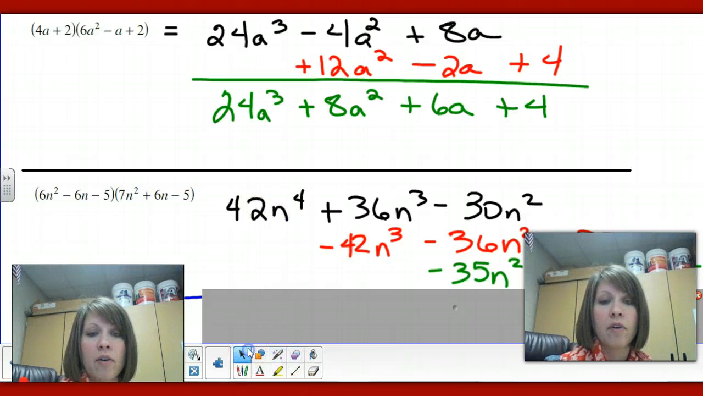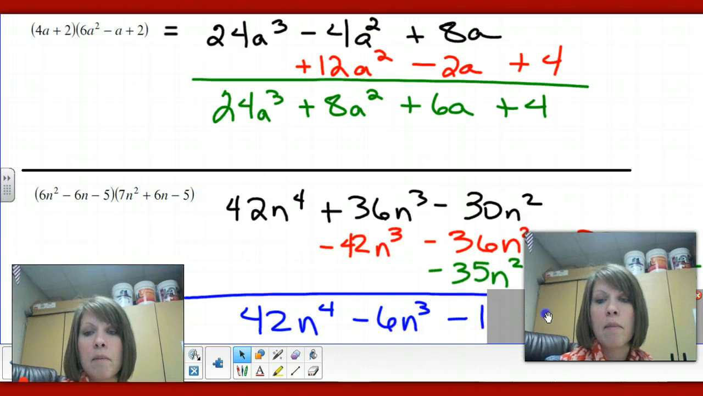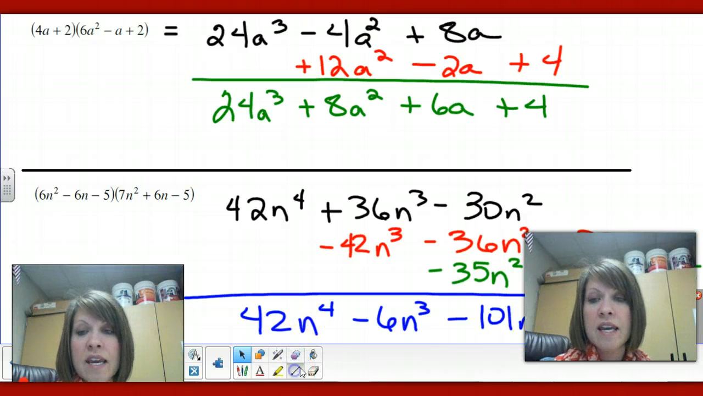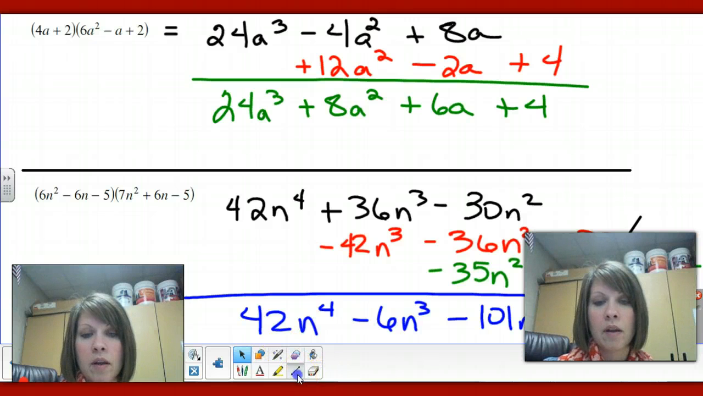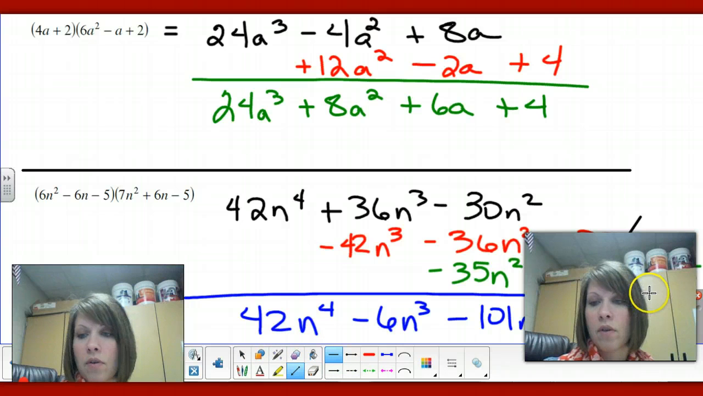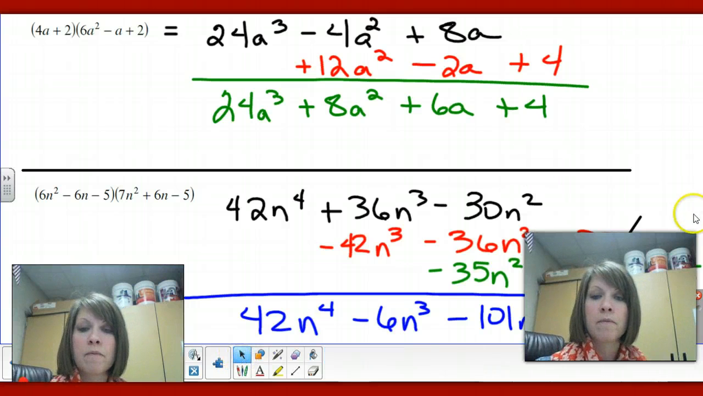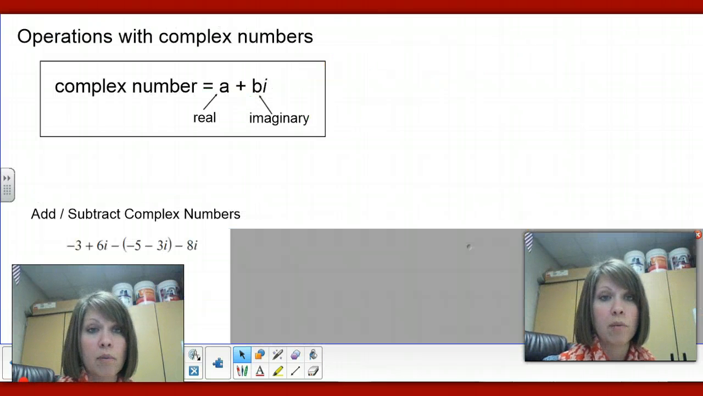Okay, so what you're going to see is we're going to add all of these up. We're going to have 42n to the fourth minus 6n cubed minus 101n squared if I did my arithmetic correctly. These are going to cross out, so we're not going to have anything there. Those cancel. And then plus 25 on the end. Okay, I'm going to get rid of this. Okay, that was because of my error that I had a minute ago. And again, there's our product. So this is just a distribution problem.